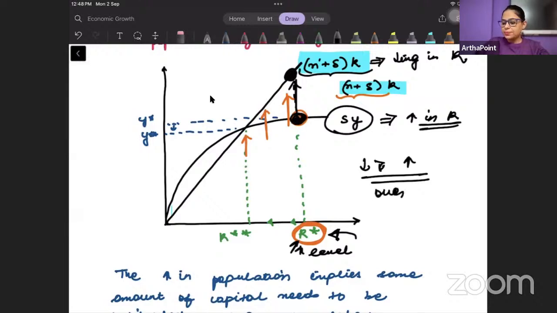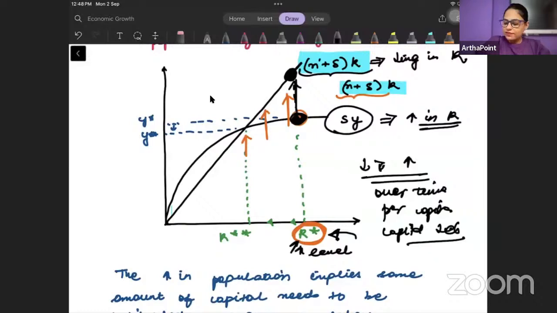So what will happen? Over time, per capita capital will decrease. Over time, the steady state value of capital will decrease. और वही हो रहा है. We see that the new steady state is achieved here. Now, think in terms of economics. Why is this happening? क्यों हो रहा है ये?